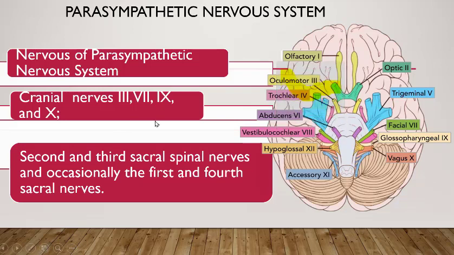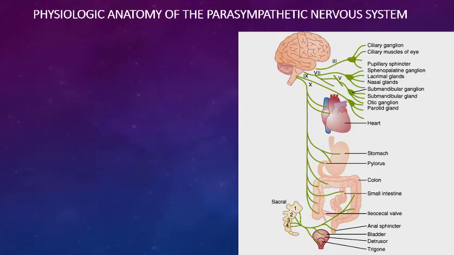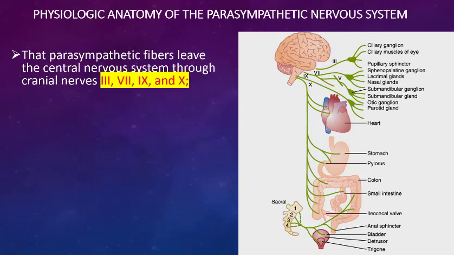The 3rd nerve is the oculomotor nerve. The 7th nerve is the facial nerve. The 9th nerve is the glossopharyngeal nerve, and the 10th nerve is the vagus nerve. The parasympathetic fibers leave the central nervous system through cranial nerves 3, 7, 9 and 10.